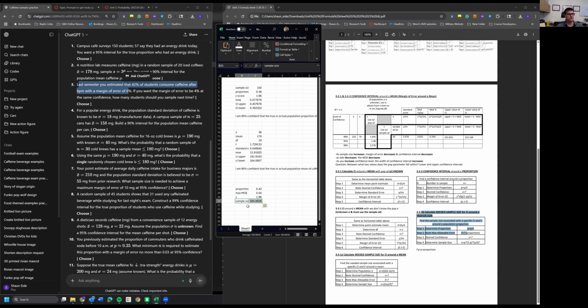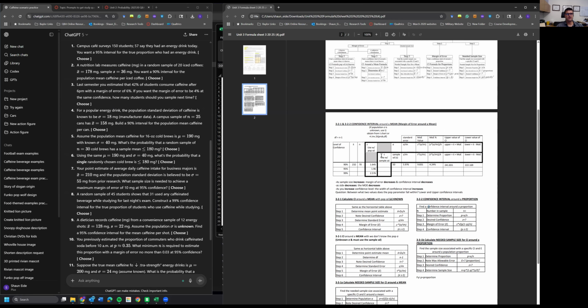What I want to do is round up, and so I'm going to go up to 585 is the correct number. Okay. So next, I'm going to go to number four. For a popular energy drink, the population standard deviation of caffeine is known to be 18 milligrams. A campus sample of 25 cans has a sample mean of 158 milligrams. Build a 90% confidence interval for the population mean per can.